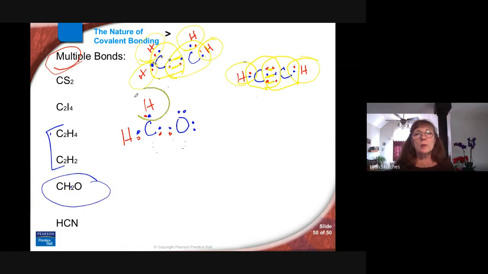So again, the best hydrogen can do is a duet, 2 of them. Carbon has its 4, plus 2 from oxygen, plus 1 from each of the hydrogens to get 8. Oxygen has 6 of its own, and then 2 from carbon to get its 8. So there's a double bond here.